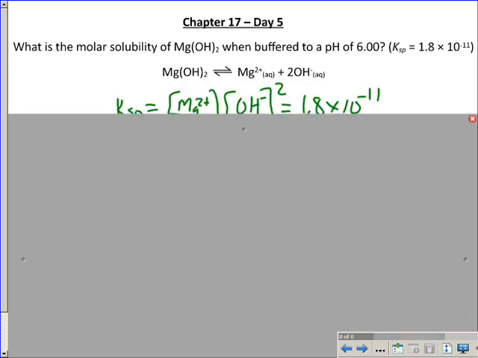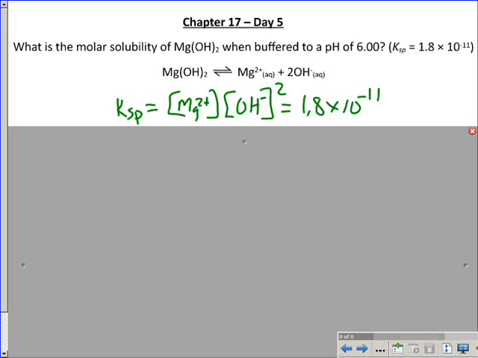So the first thing we need to do is recognize that this would be our Ksp expression for that reaction: the concentration of Mg2+ times the concentration of OH- squared, and that's going to equal 1.8 times 10 to the negative 11th. Now, since we've messed with the OH- concentration, we can't just plug in X and 2X and calculate X. We have to do this a little bit differently here.